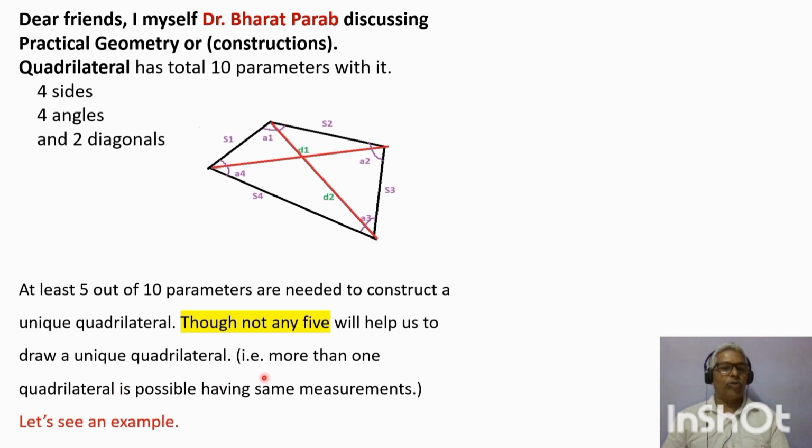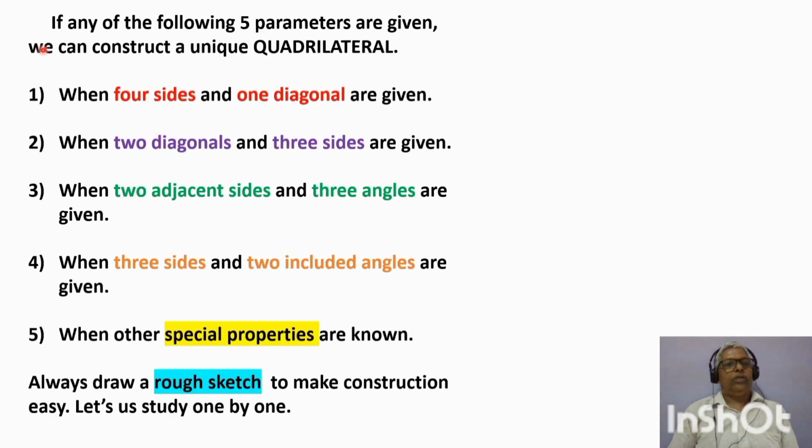That is, if more than one quadrilateral is possible having the same measurements. So let us see an example to clear this, then you will come to know what this is about. Go to this comment. If any of the following five parameters are given, we can construct a unique quadrilateral.